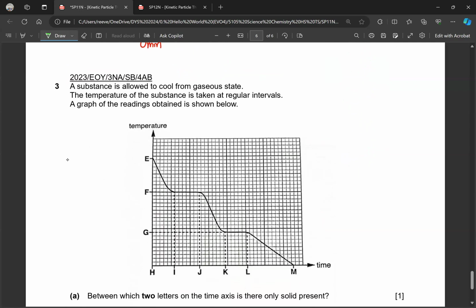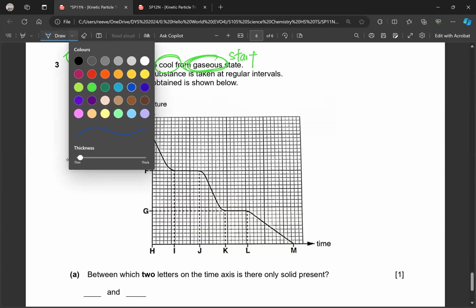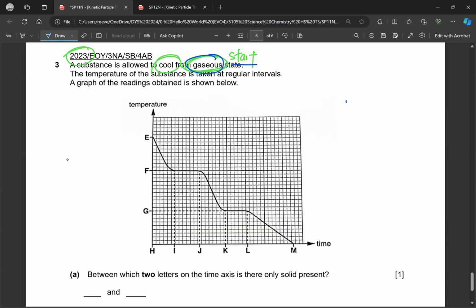Question 3. This was from the end of year 2023 exam last year. I have a substance that is also cooling. Better read the question carefully: what do they start with? It starts from gas. So just continue the story.